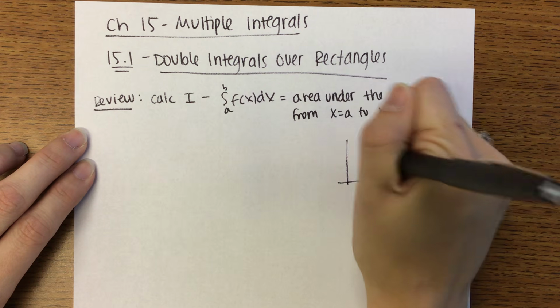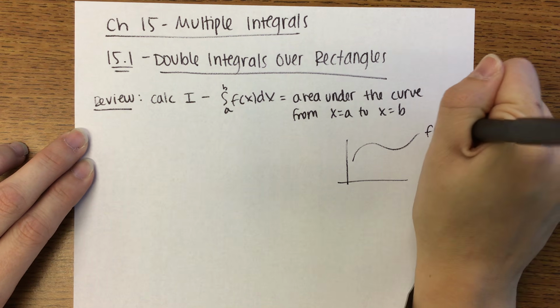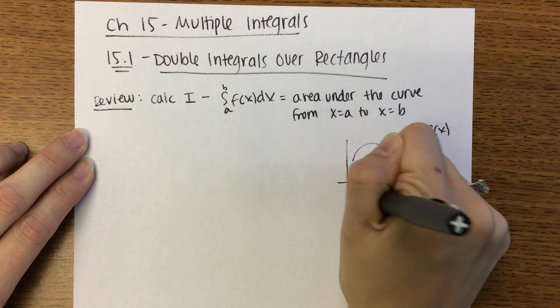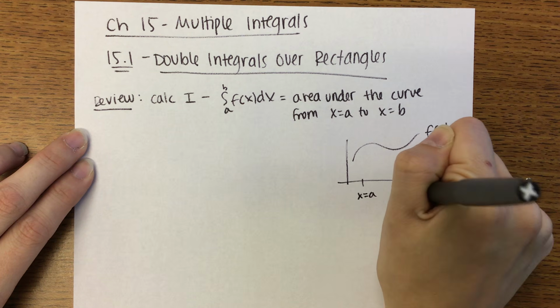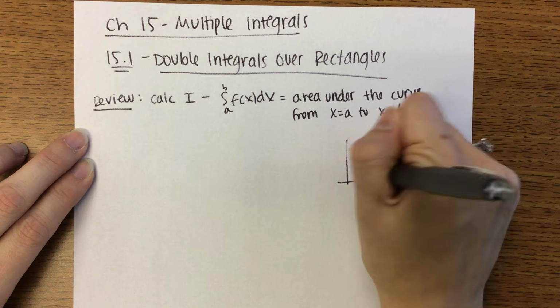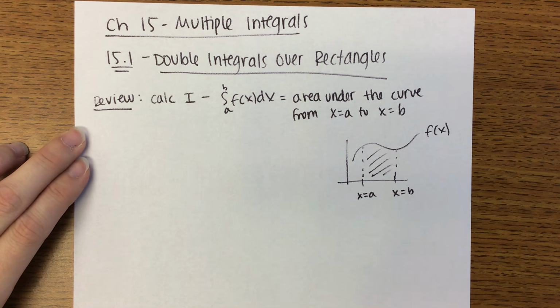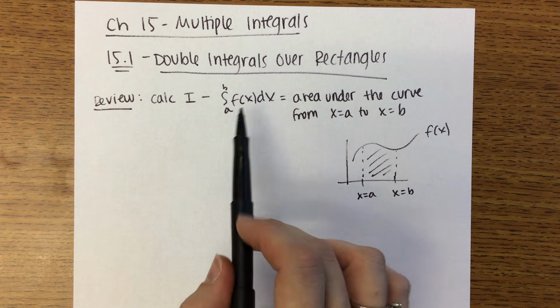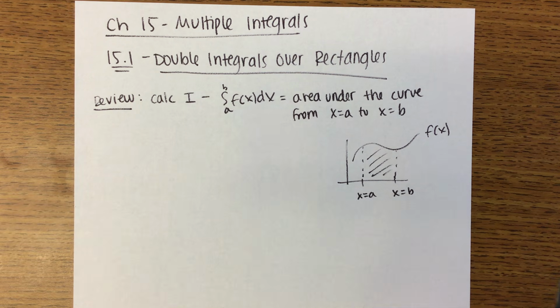So you would have some curve f of x. You would choose x equals some value a and x equals some value b. That integral then would calculate all of this area. Now, do you remember how you approximated this area before using an integral? You would use the rectangles, the Riemann sums.